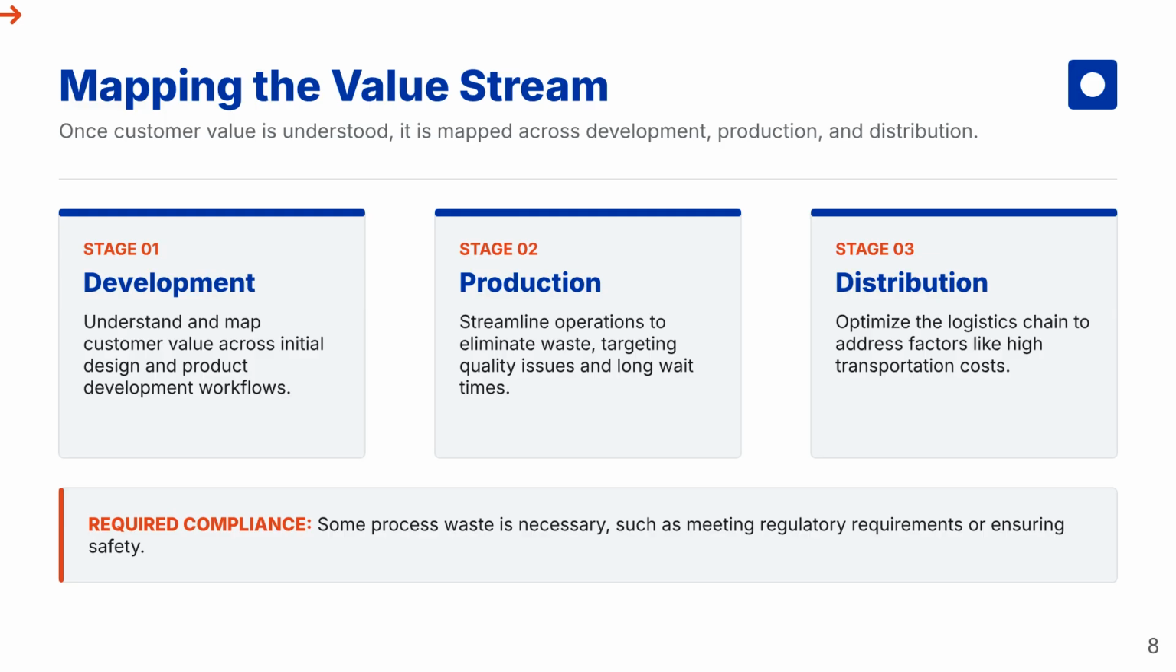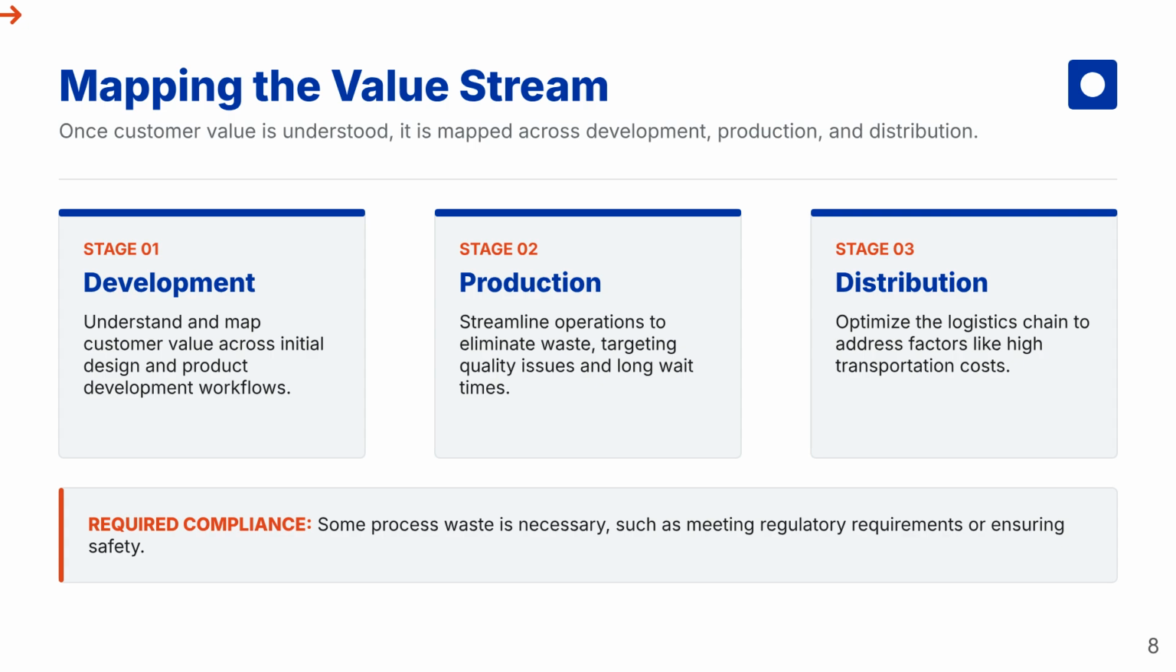The second stage is production. Here, the focus is on transforming raw materials or information into the final product or service. Lean encourages organizations to streamline operations by removing unnecessary activities, reducing waiting time, preventing defects, and improving workflow. Every improvement made during production helps reduce waste while increasing efficiency.